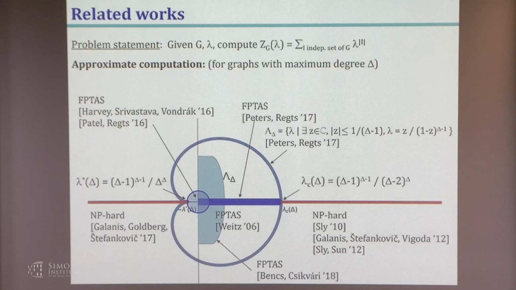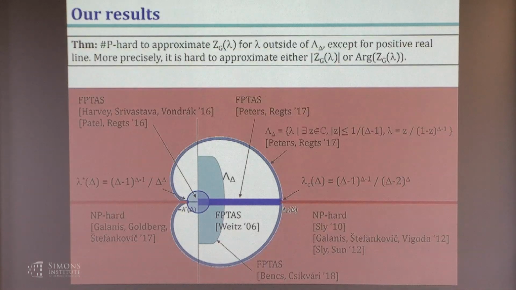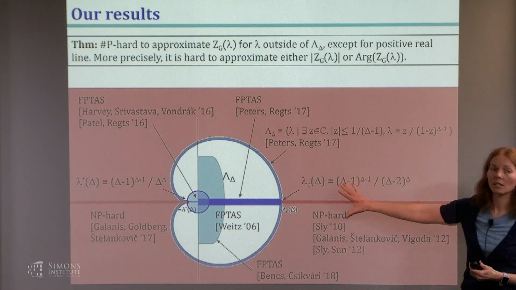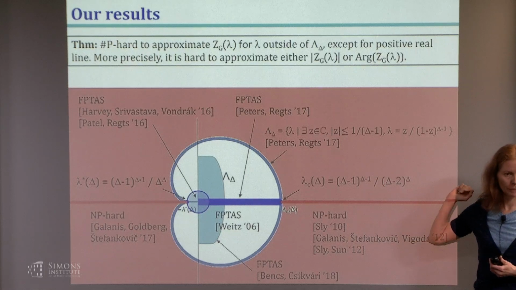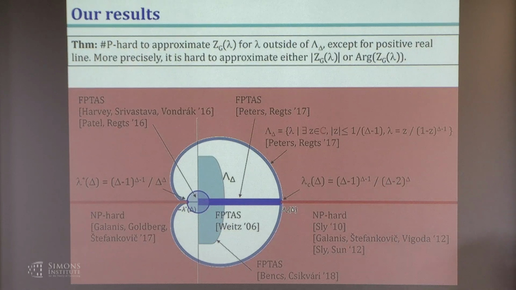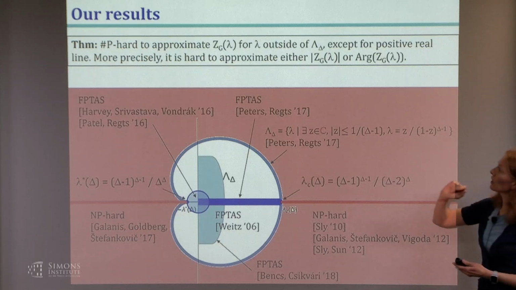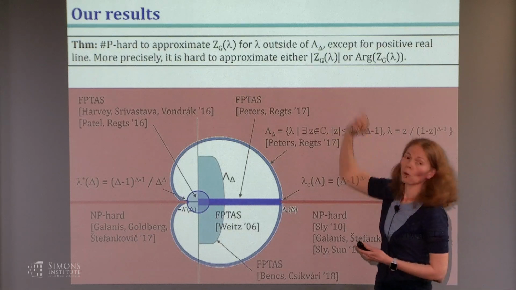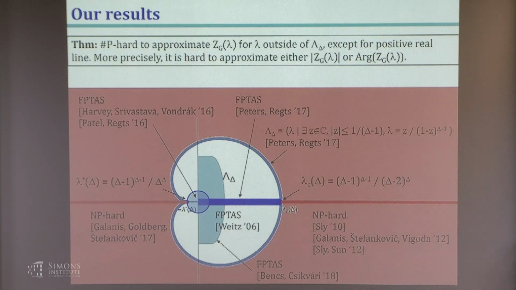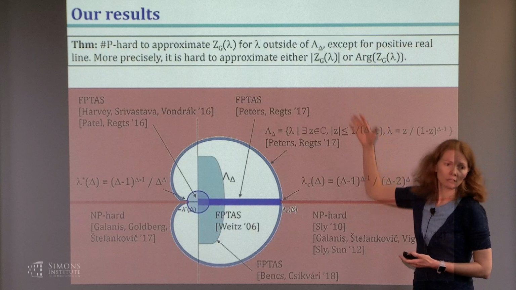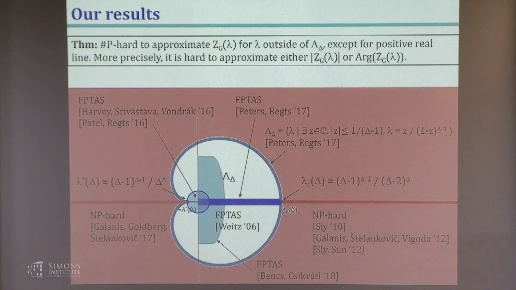Okay, so this is the picture, and now what do we do? Well, we do the outside. So the outside is, we are going to show that it is sharply hard to approximate our independent set polynomial outside of this cardioid region. In particular, we are going to show that it's sharply hard to approximate either its norm or its angle. I'm going to be focusing on the norm. It's a very similar approach.